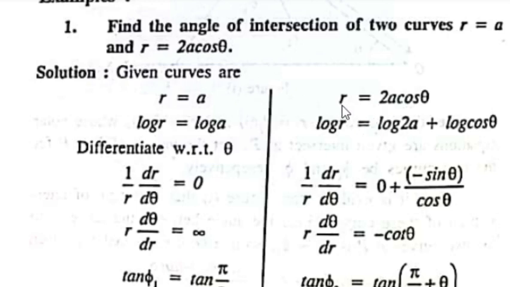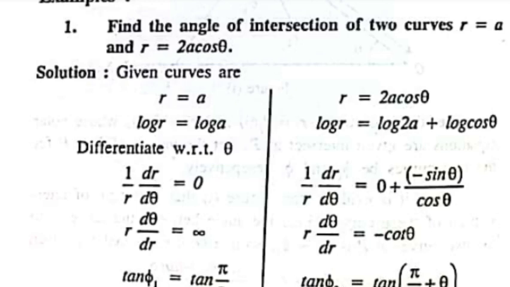Next, take the second curve, r is equal to 2a cos theta. Again apply log r. So we will get log 2a plus log cos theta. Then differentiate with respect to theta, we get 1 by r dr by d theta is equal to, this is 0, then this is 1 by cos theta into minus sin theta. Then reverse this, so r into d theta by dr becomes minus cos theta by sin theta, which is minus cot theta. Now this is nothing but tan phi 2, because this is the second curve, we use phi 2. So tan phi 2 is equal to minus cot theta, which can be written as tan of pi by 2 plus theta.